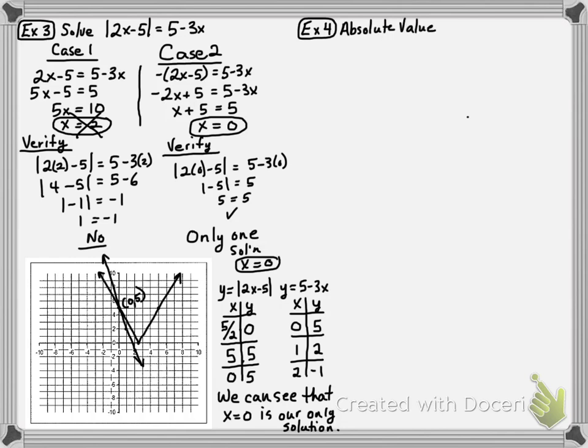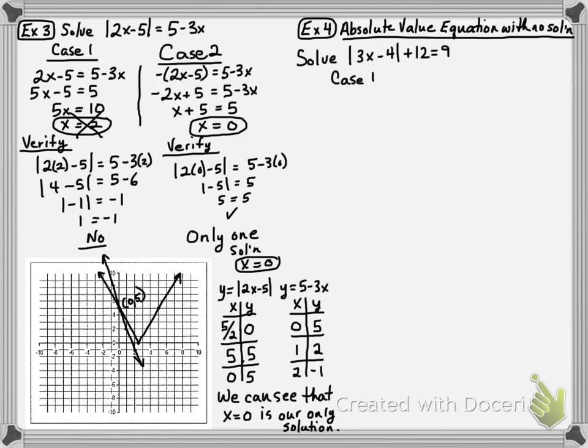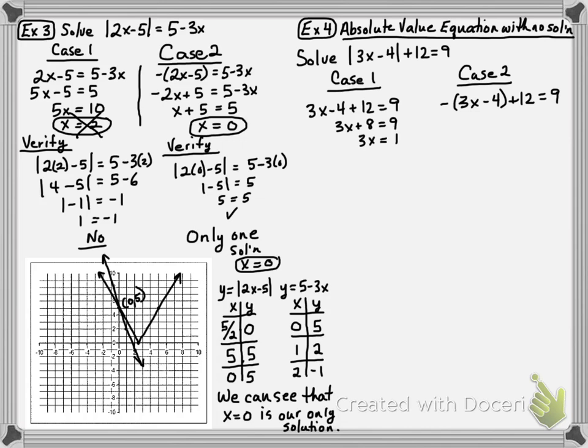In example 4, we're going to look at absolute value equations with no solutions. Here we're told that the absolute value of 3x minus 4 plus 12 is equal to 9. In our first case, we're going to have 3x minus 4 plus 12 is 9. And the other case is the negative of 3x minus 4 plus 12 equals 9. In the first one, we're going to clean it up and get 3x minus 8 equals 9. 3x equals 1. And dividing both sides by 3, x equals 1/3.